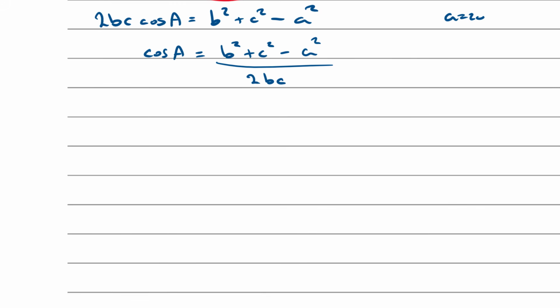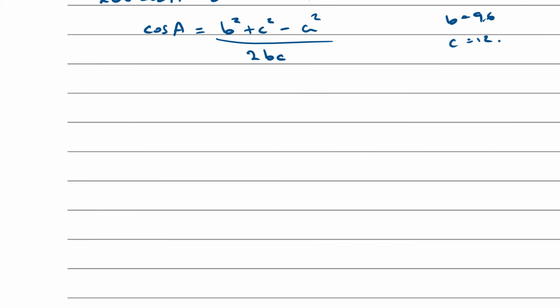So A is 20, B is 9.6, C is 12. We're going to sub that into this formula and then work it out. So that's going to be equal to B squared, 9.6 squared, plus C squared, 12 squared, minus A squared, 20 squared, all divided by 2 times 9.6 times 12. Okay.